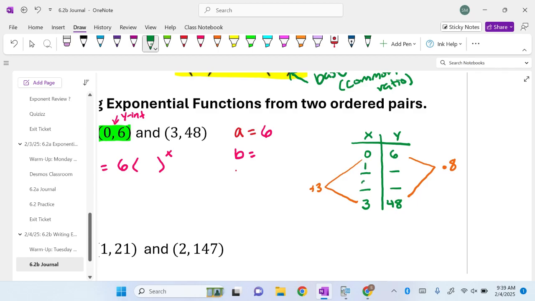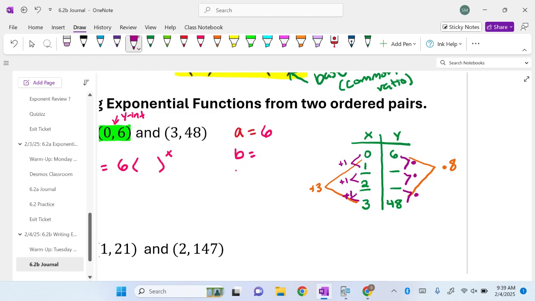So let's say we had 1 and 2 here. That means that on our x values, we're adding 1 to get to each value. Which if you notice, that still gives us plus 3 in the orange. So guess what? On the y side, we're going to multiply the same number 3 times, and that would still give us multiplying by 8 to get from 6 to 48.